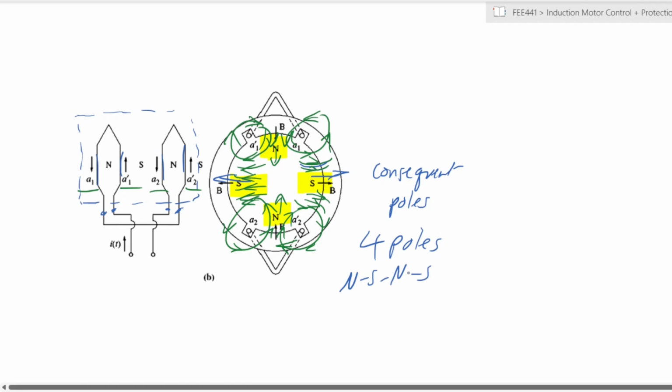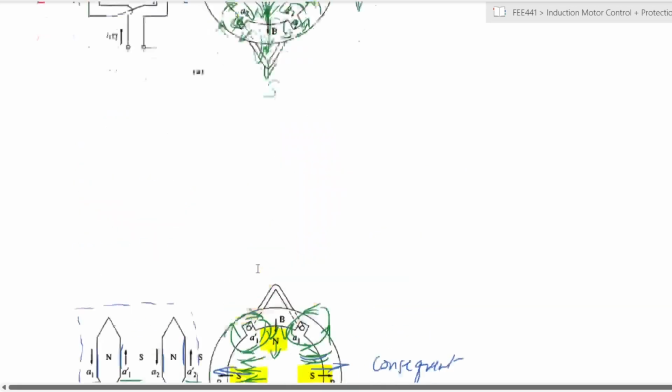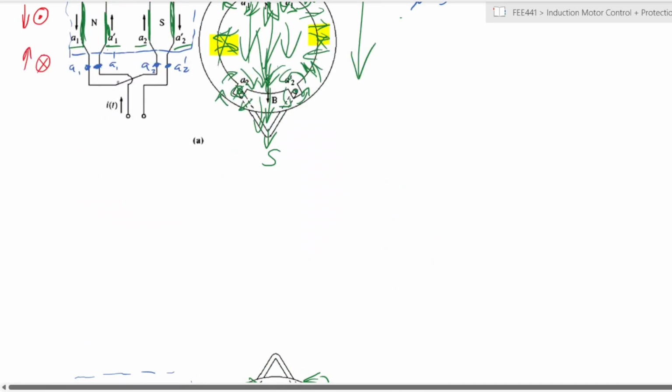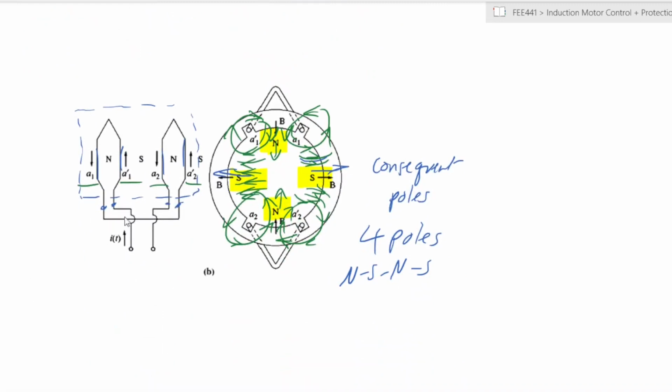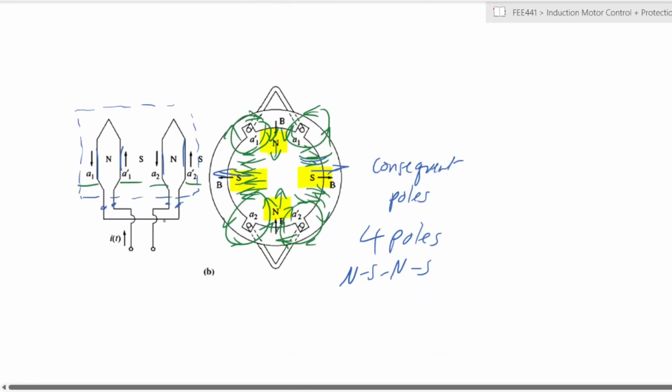So you have a north-south configuration. Okay, so simply by changing, and if you notice what has happened here, A1 is connected to A2, whereas in the other one, A1 is connected to A2 prime, right? So there is a reversal of the direction of one of the parts of the winding itself, and that results in your consequent poles. So that means that you have then increased the number of poles by a ratio of 2 to 1. You have twice as many poles by changing the polarity, as it were, of the windings themselves.